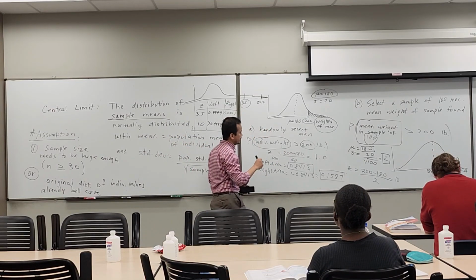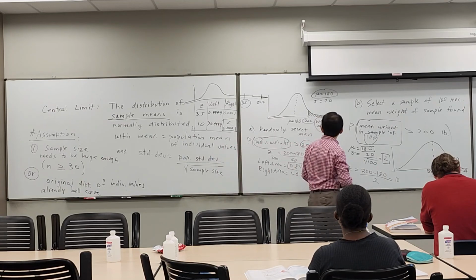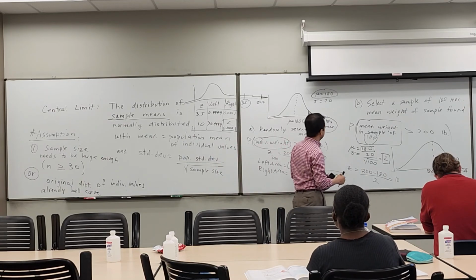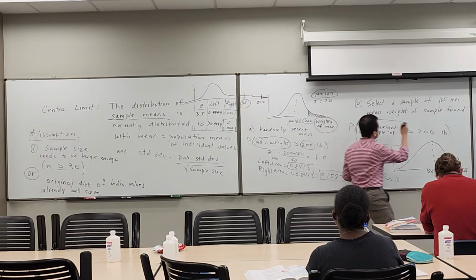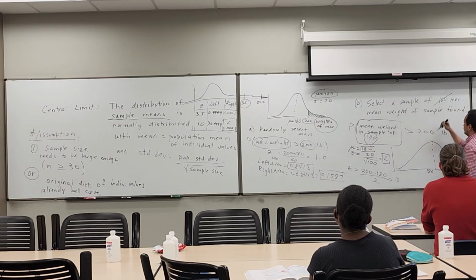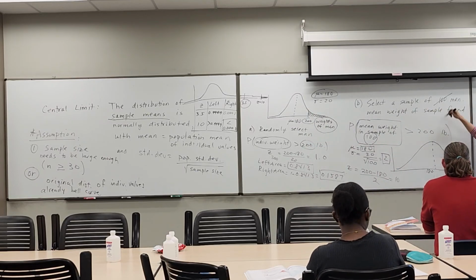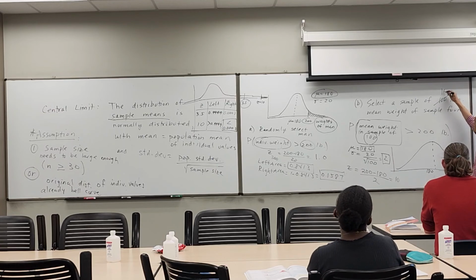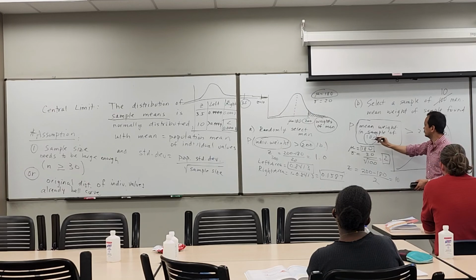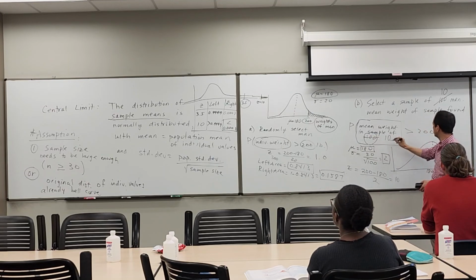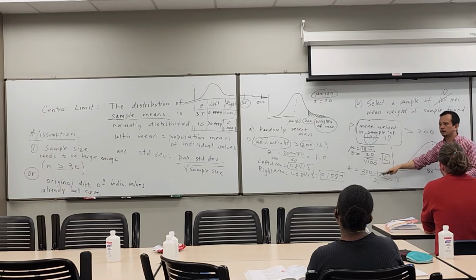So one last quick thing that's related. Let's say that instead of selecting 100 men, where we were able to use the central limit theorem, we had only selected 10 men, and we asked the same question: what's the probability that the mean weight in a sample of 10 is more than 200 pounds? Can we do the same steps that we used before and use the central limit theorem? Yes, you can.